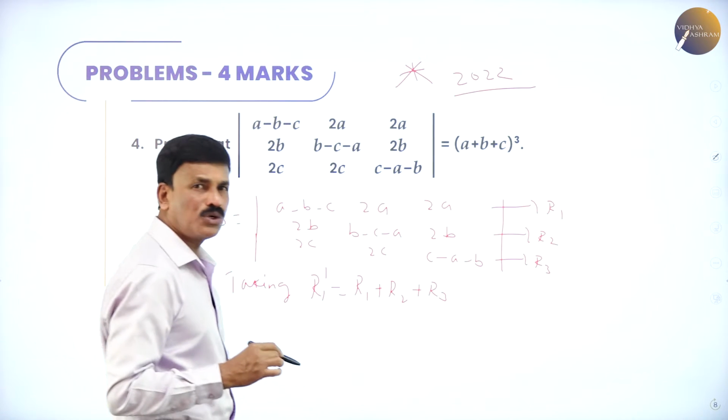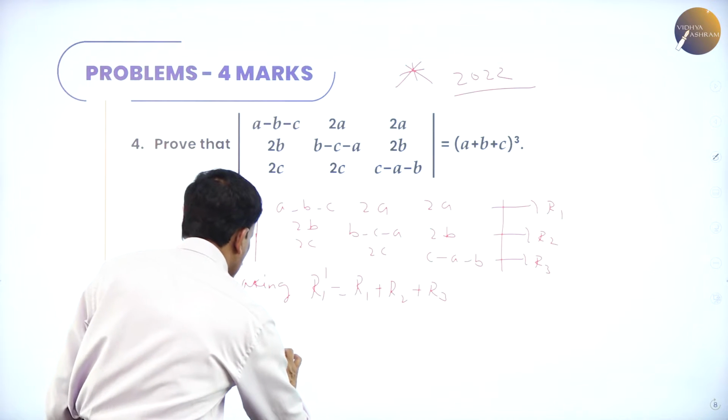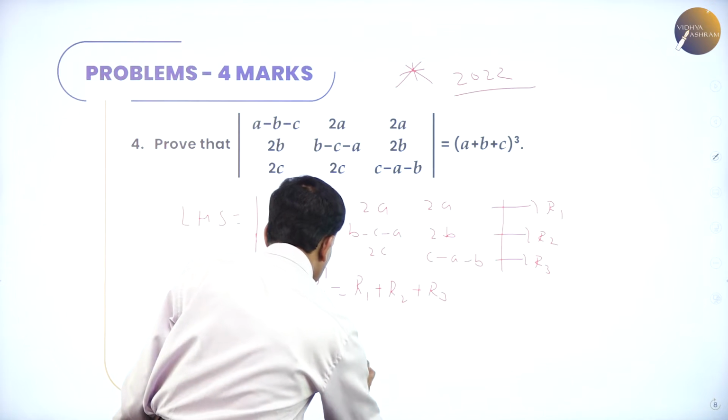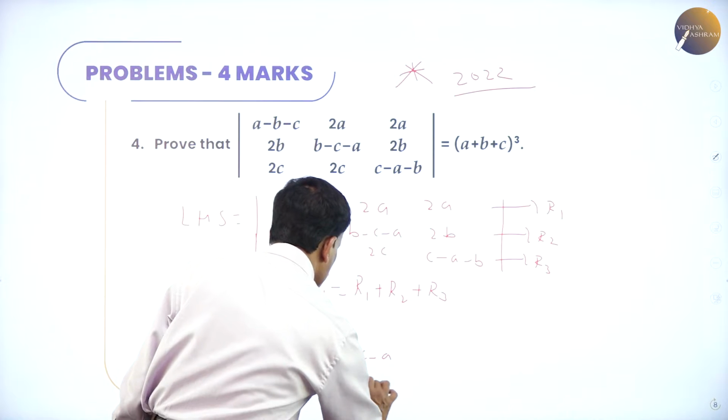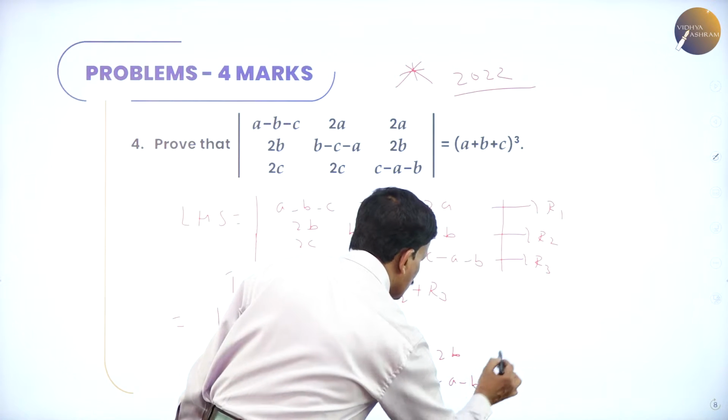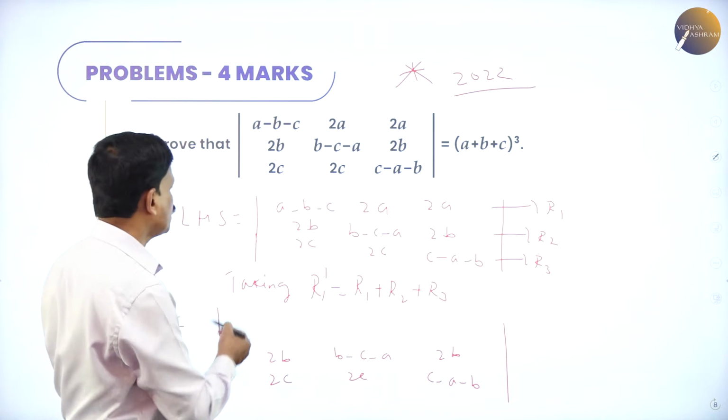Row 2 and row 3 are the same. Let us write row 2 and row 3: 2B, 2C, again B minus C minus A, 2C as it is, 2B, C minus A minus B. Now we want to convert R1.